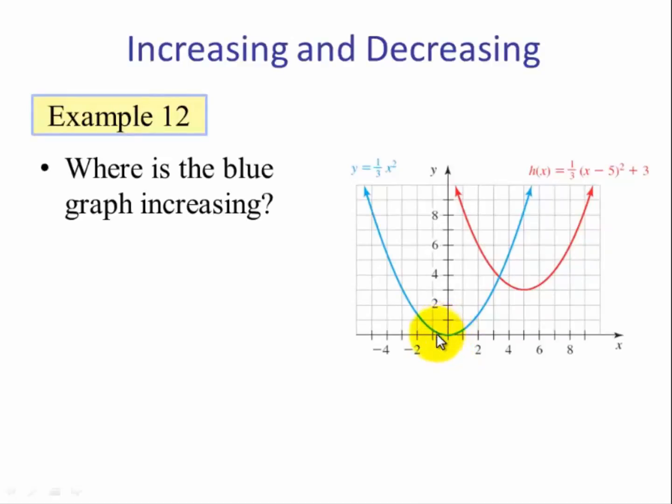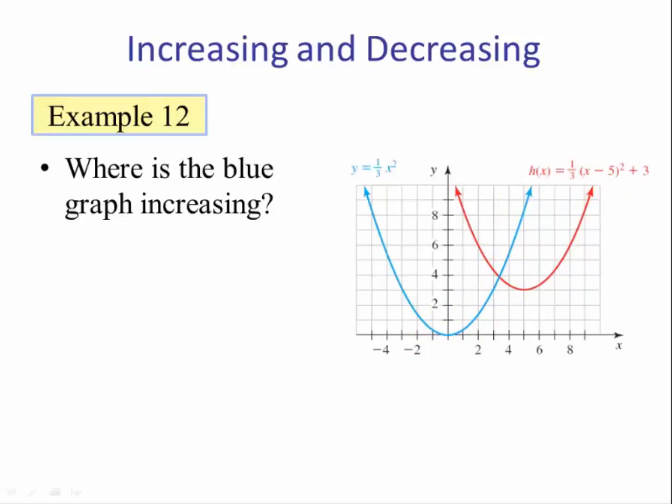Here's the vertex at the origin (0, 0), and this part of the graph is increasing. And if you recall, increasing means as x gets larger, y gets larger. Now if we look to the left of the vertex, as x decreases, y increases. So from here all the way to here it's decreasing, and from here to here it's increasing.